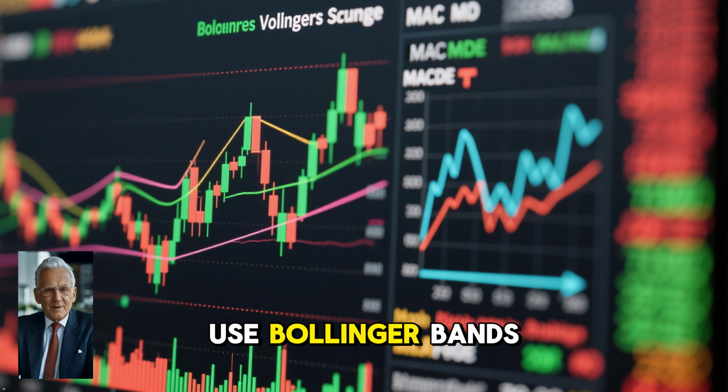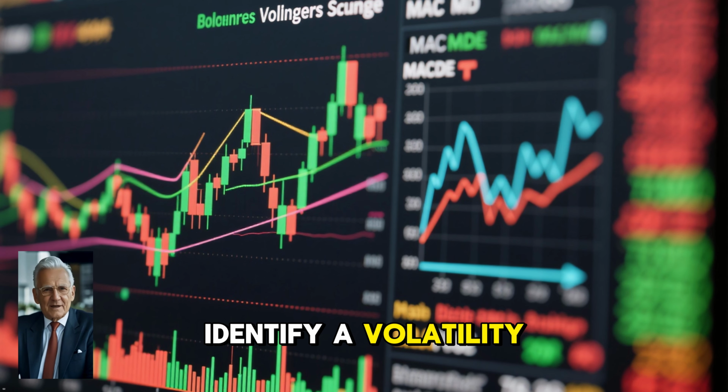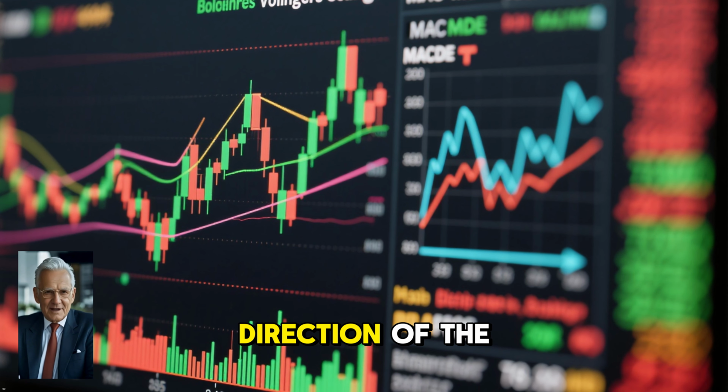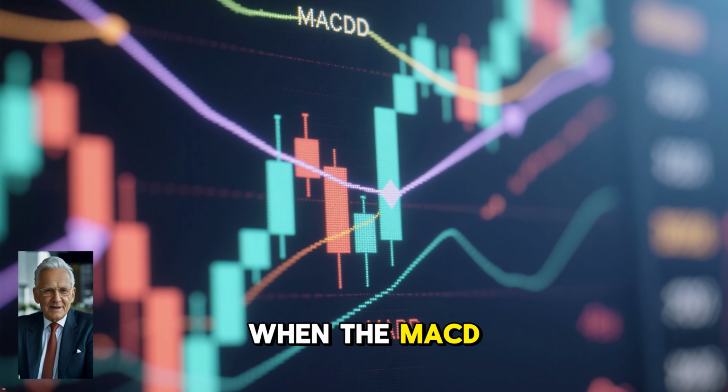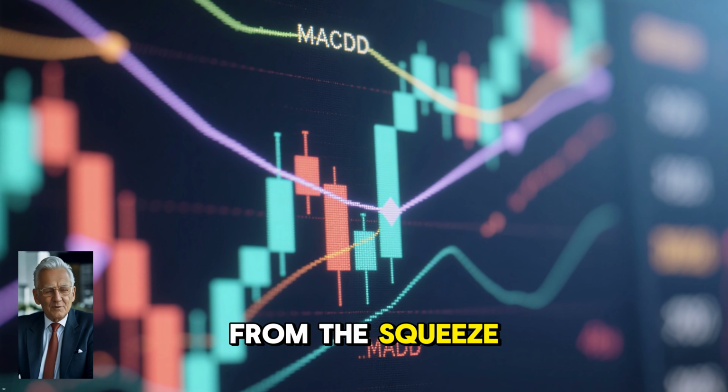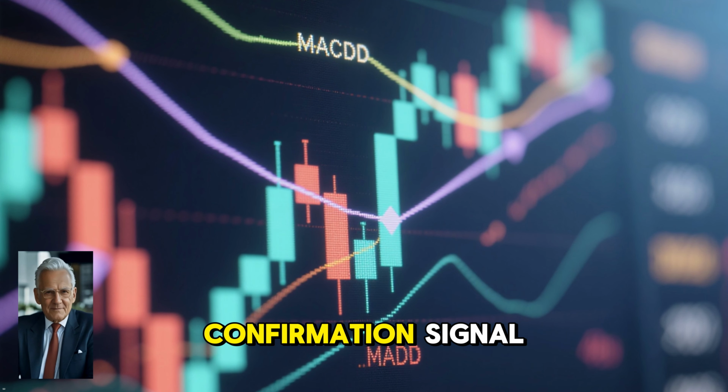Or, you could use Bollinger Bands to identify a volatility squeeze, and then use the MACD to confirm the direction of the breakout. When the MACD line crosses its signal line in the direction of the breakout from the squeeze, that's a powerful confirmation signal.